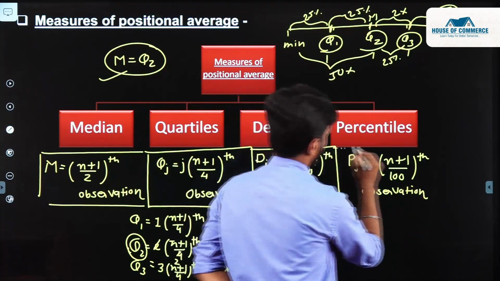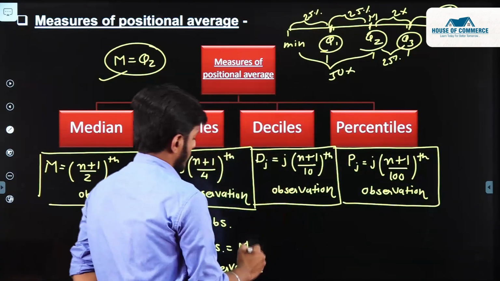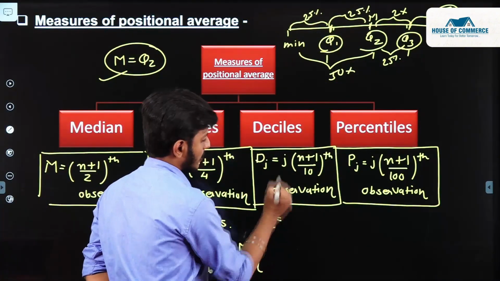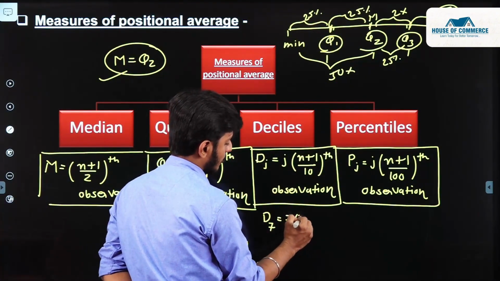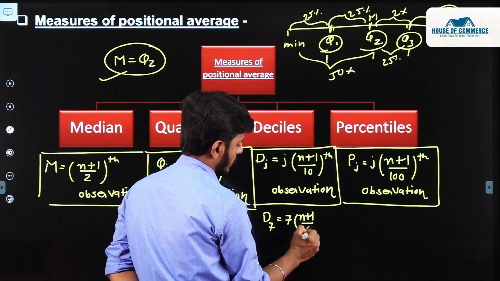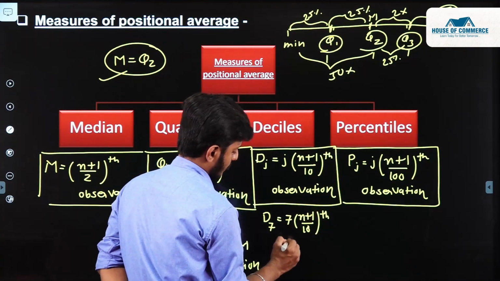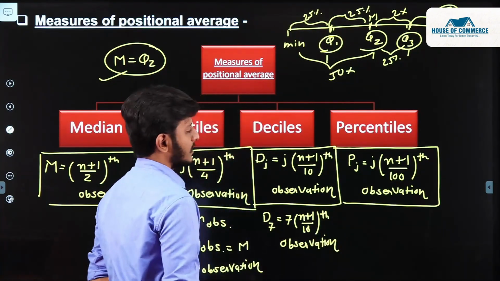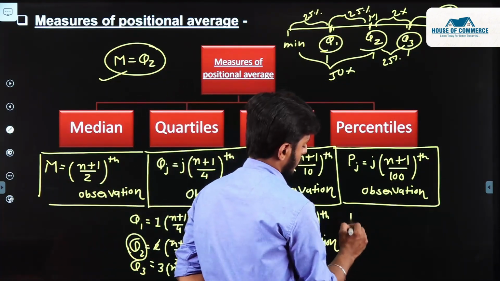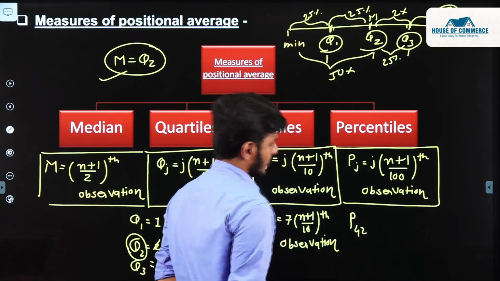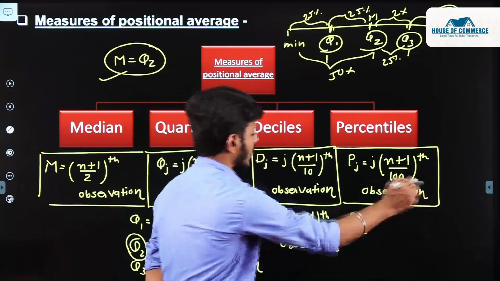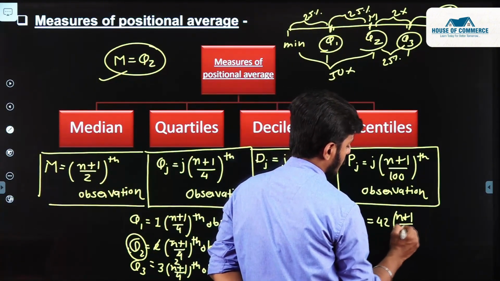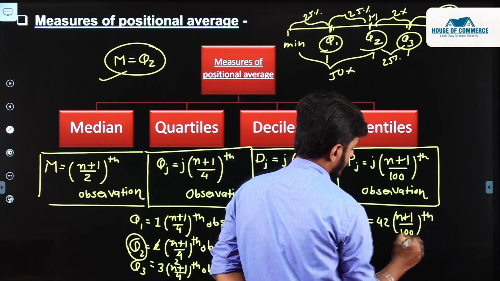Right? So if they are asking to find the 7th decile, how can we find it? We will write D7 over here, and instead of j we will write 7(n+1)/10th observation. Right? And if they are asking to find the 42nd percentile, how can we find it? We will just write 42 instead of j, and use the formula 42(n+1)/100th observation, right?